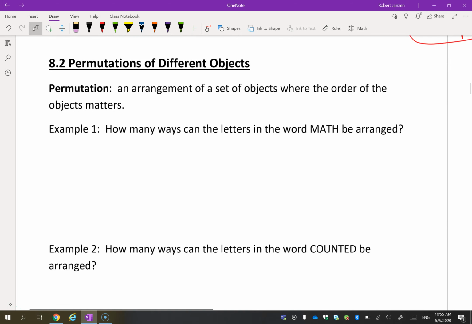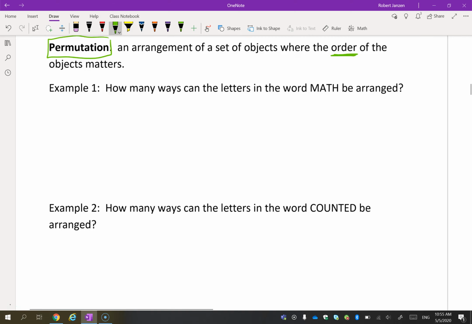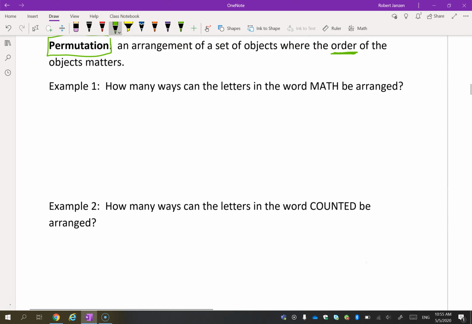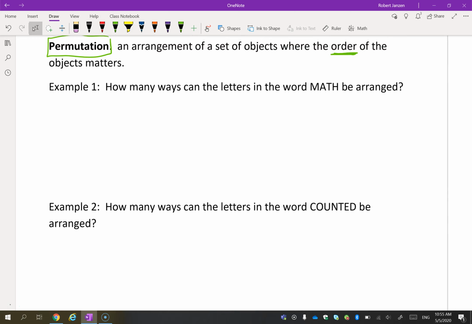Okay, so yesterday we talked about the arrangements of a set of objects. We're going to specifically focus on the permutation, where the idea that order matters is key. Really, everything we did yesterday was a permutation, but let's emphasize that a little bit more today. Most of these questions we should know how to do with the skills we had. How many ways can the letters in the word math be rearranged?